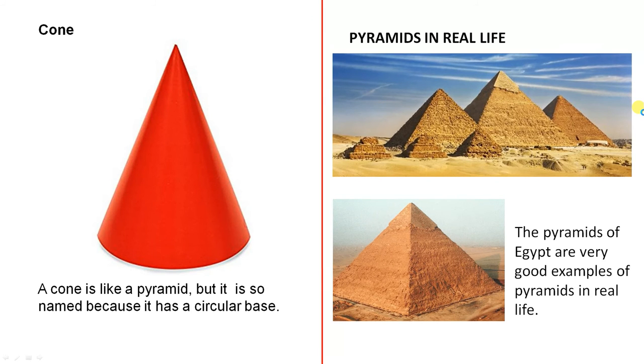Cone. A cone is like a pyramid, but it is so named because it has a circular base. Pyramids in real life. The pyramids of Egypt are very good examples of pyramids in real life.